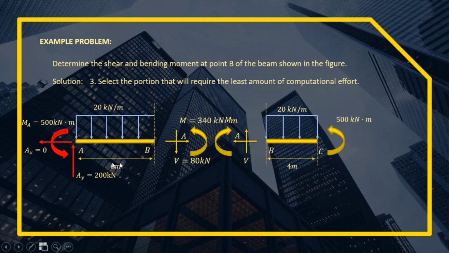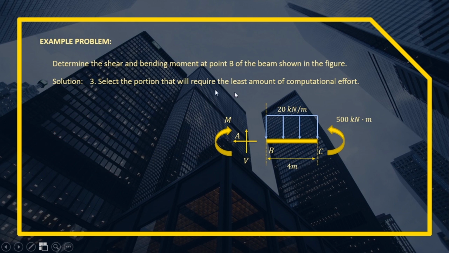So that is what we got using only one portion. But for checking, let's try the right portion, where we should get the same values. So our A should be 0, our shear is 80, and our moment is 340 also. So we'll use this portion. Let's apply the equations of equilibrium. Summation of vertical forces equals 0. Equate all upward forces to all downward forces. The upward force is only V, because this time our shear is upward.